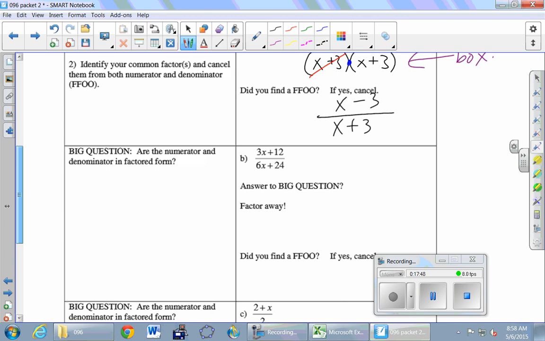So factoring the top, this is one of those where there's a greatest common factor we can pull out. What goes into 3x and 12? 3. Go ahead and fill in the parentheses after we factor out that 3.